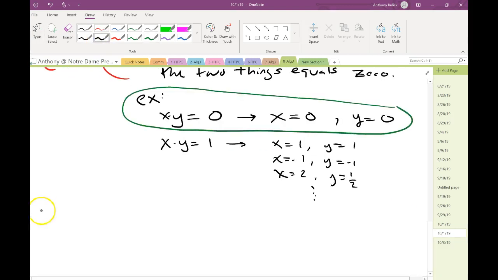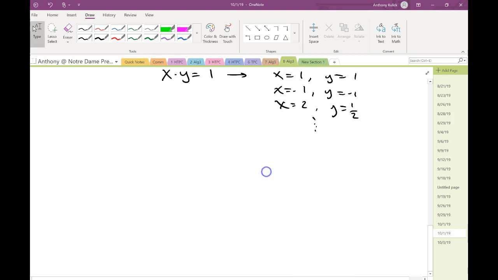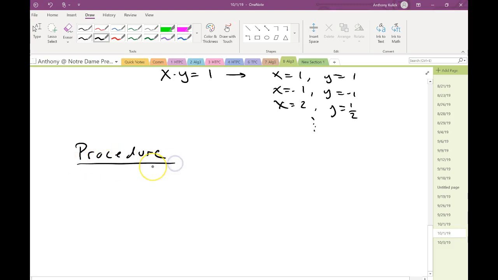Okay. So that zero product property is going to be a key component in my procedure. So the procedure that we're going to use to solve by factoring is just going to be 3 steps. The first step is going to be to make the equation equal 0.